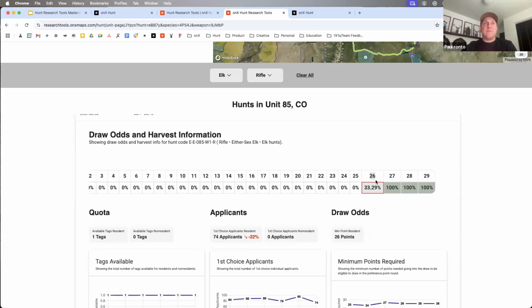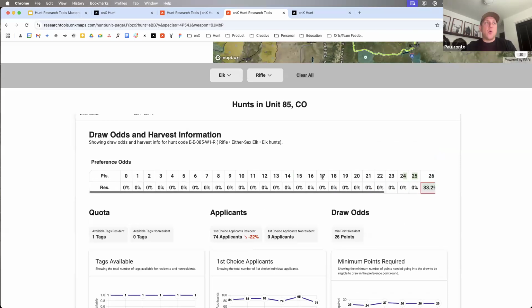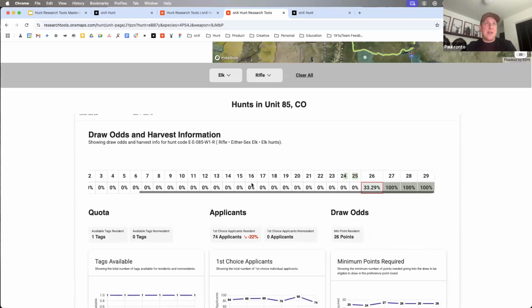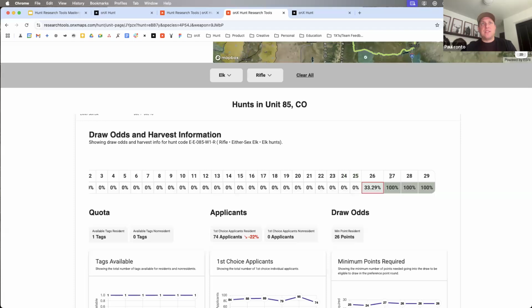This is the break-even point level. So at 26 points, 33% of those users last year got this tag. At 25 points and lower, everyone had zero. No one drew that tag last year. And then everyone that had 27 points or up, 100% of those users drew that tag. So again, we're talking about this break-even point. That's the level that you would need to even be in the draw for this tag.